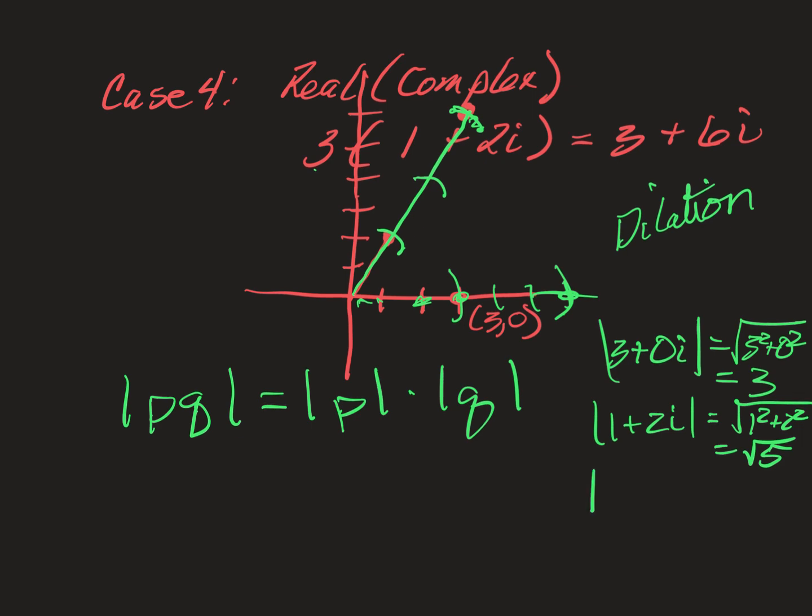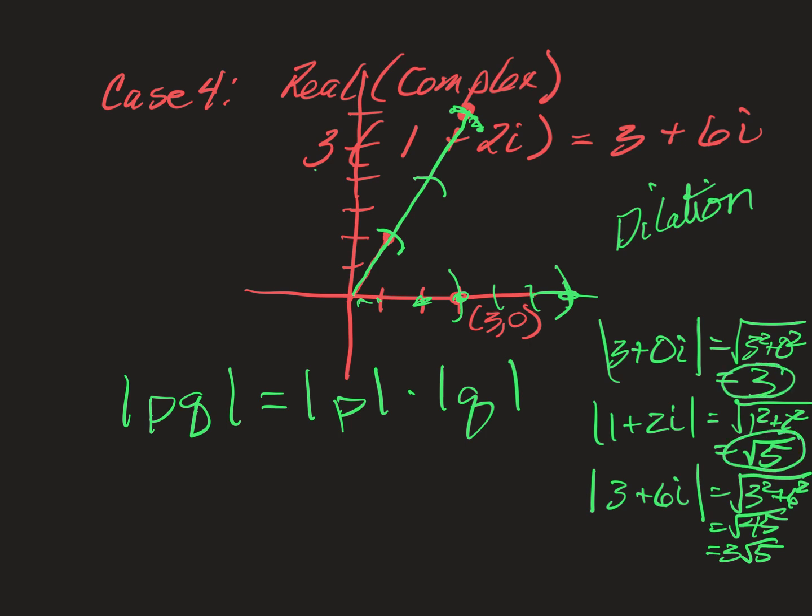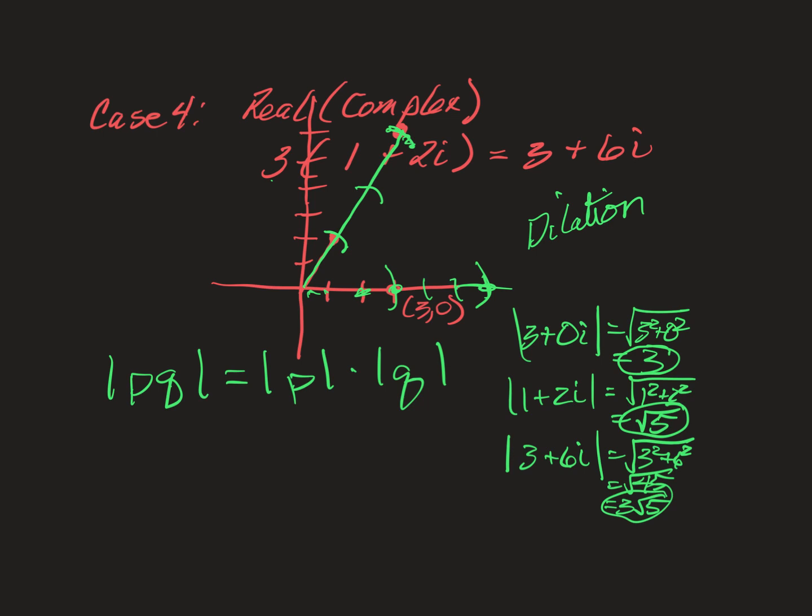And then the modulus of the product, and the product in this case was 3 plus 6i, so its modulus will be the square root of 3 squared plus 6 squared, which is 9 plus 36, or the square root of 45. And 45 is 9 times 5, so this simplifies to 3 square root of 5. And if you multiply these two, 3 times square root of 5, you get the answer right there. That's pretty cool. So this property continues to hold. We're showing it for specific cases, not full proofs, but it's enough to give us a sense of what is going on.